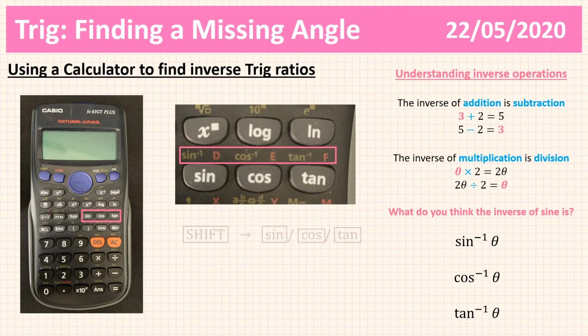Well, for my calculator, I would press shift, then sine, then I press shift, then cos, and then I press shift, then tan, if that's what I wanted to do. So hopefully you're able to get sine minus 1, cos minus 1, tan minus 1 to appear on your calculator. You can access them by pressing shift and then pressing the button. So this was a little detour to understand where the buttons are on a calculator. Now we're going to go back to what we're actually doing, which is finding missing angles.